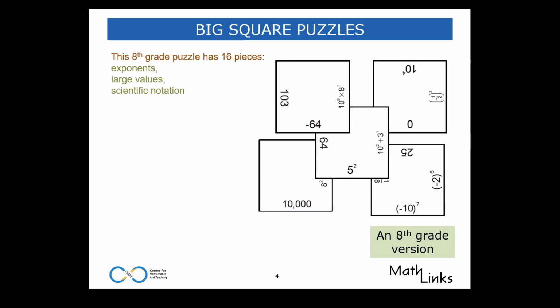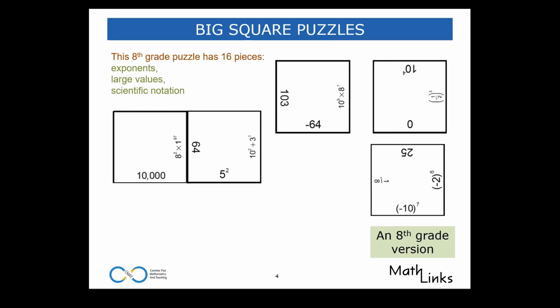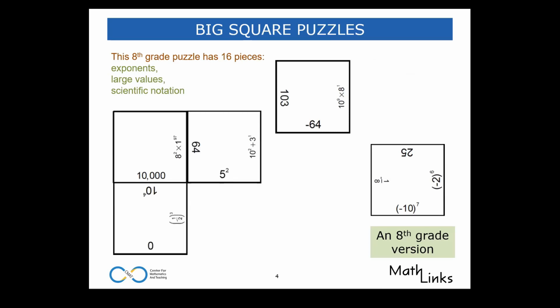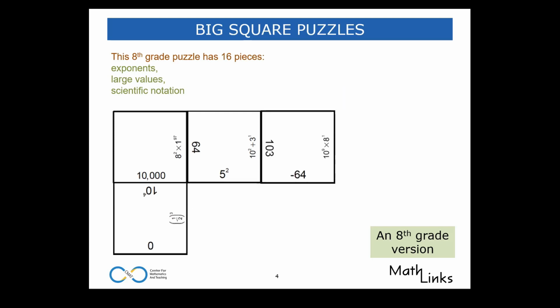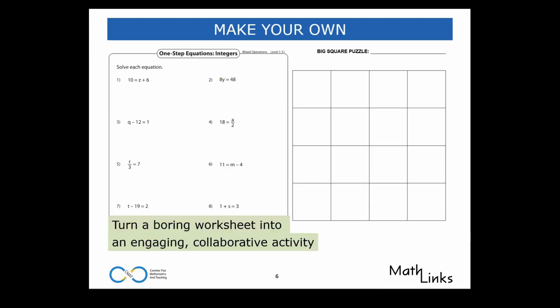Let's start with big square puzzles. Pictured here is an 8th grade example where you see 5 of the 16 pieces of the puzzle. Continue matching up equivalent edges like this to create this big square. We're also providing a template so you can make your own anytime you want to.